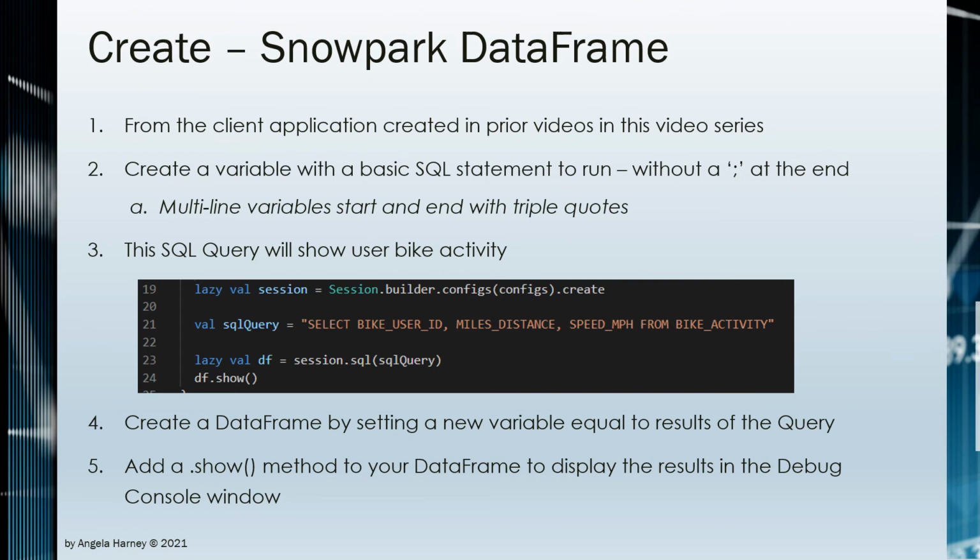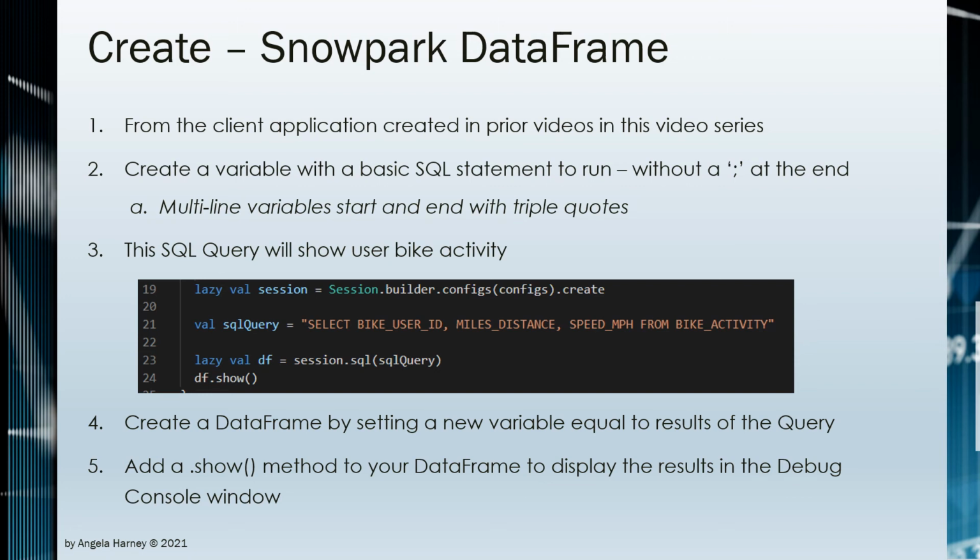To create a data frame in Snowpark, first create a SQL query as a variable. To create a multi-line variable in Scala, use 3 double quotes at the beginning of the first line and end of the last line. Be sure to execute the query in Snowflake to check for any syntax errors. Do not include the semicolon at the end of the line in the Scala variable.